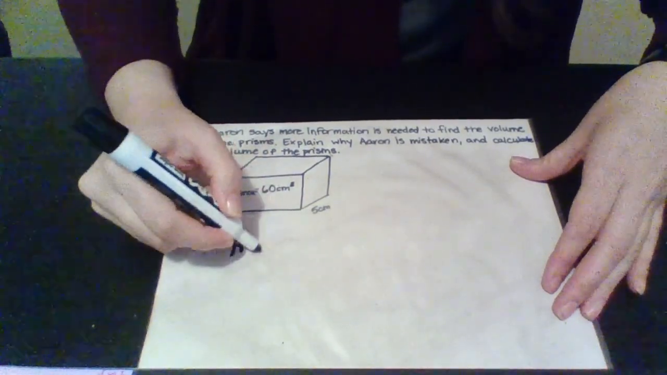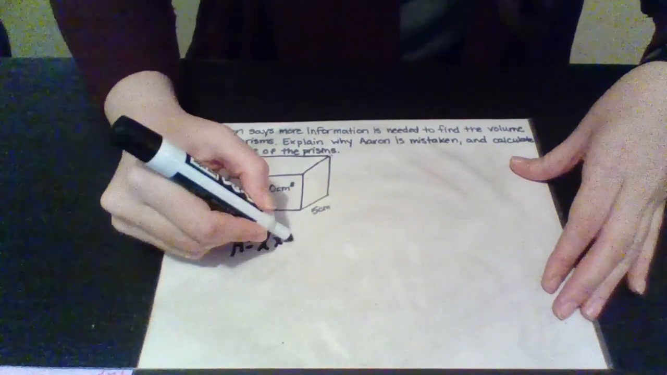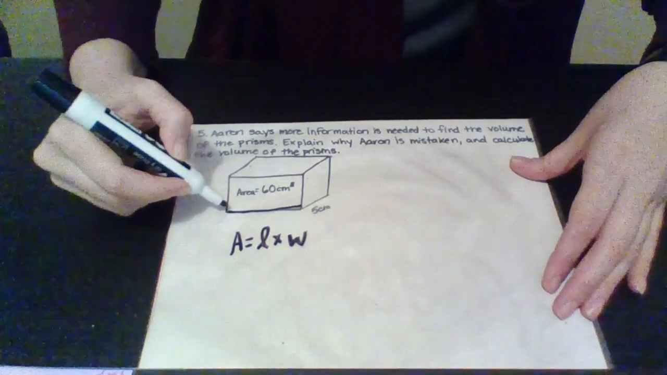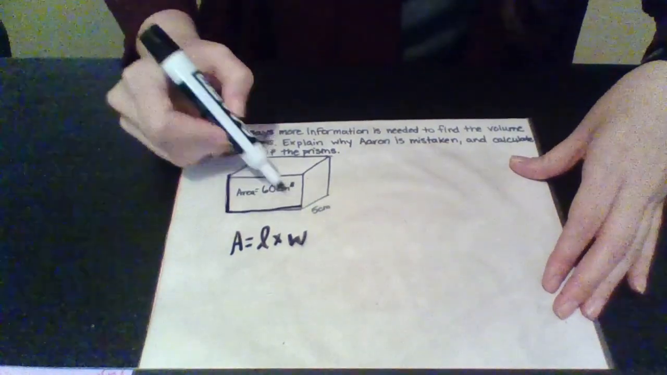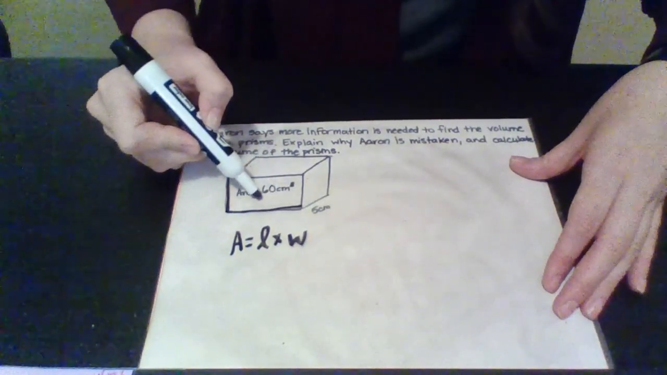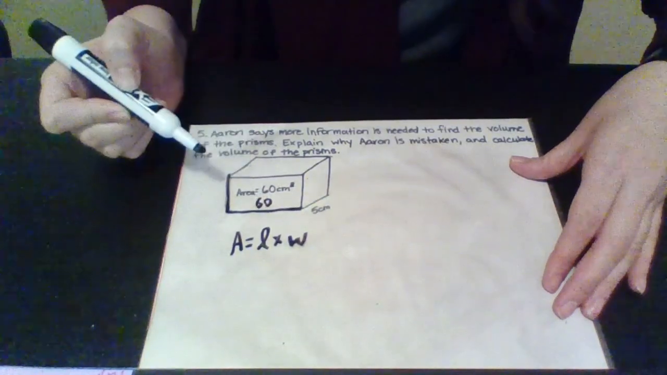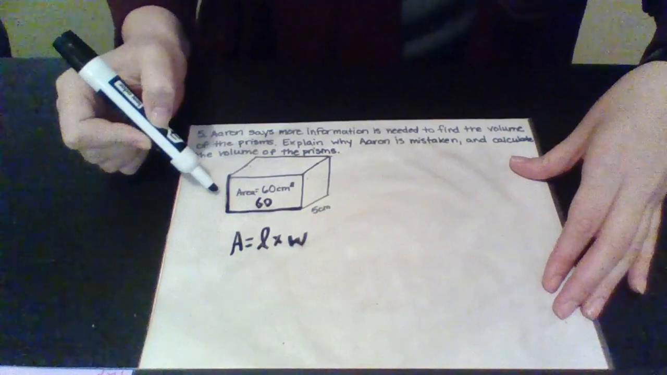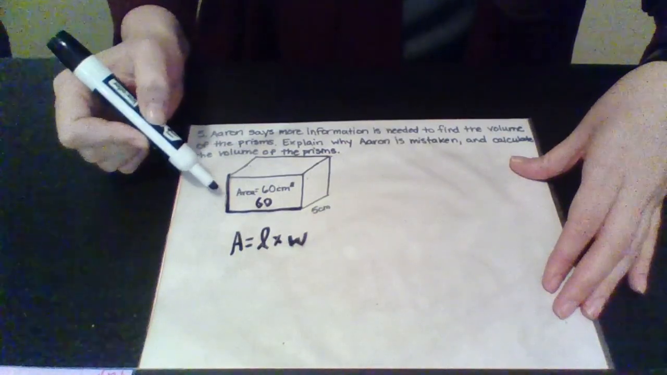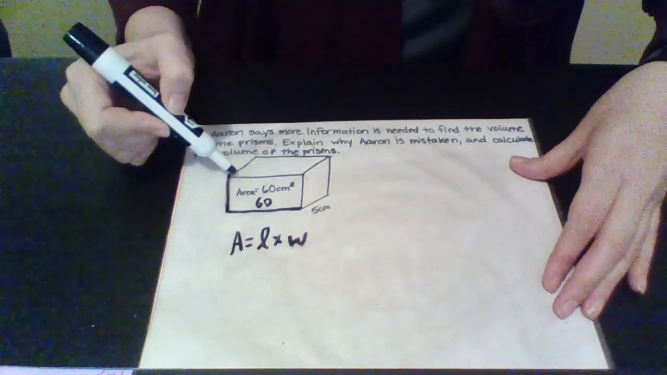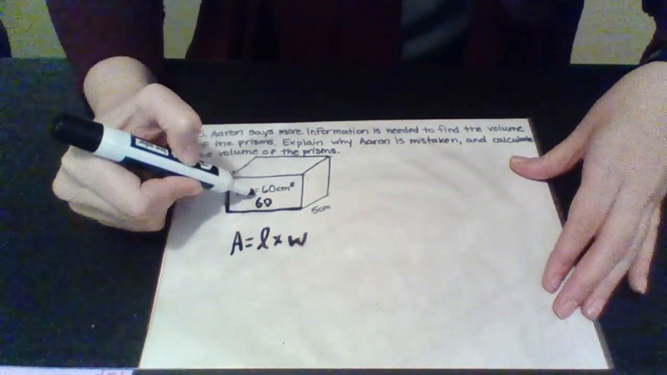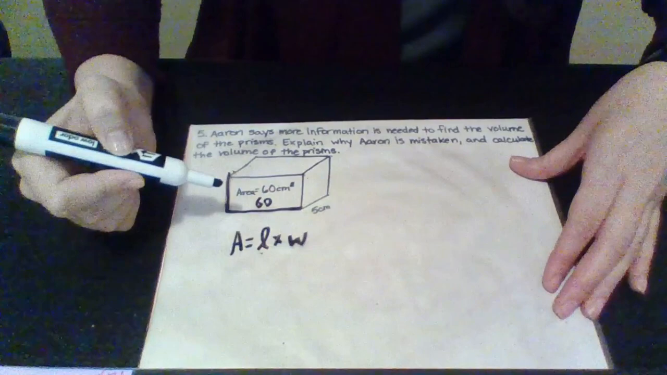length times width. So when I take the length of this shape times the width of my shape, this gives me an area of 60 centimeters cubed. I don't know what the length is. I don't know what the width is, but I do know that this face has an area of 60 centimeters. And to find this face, it would be length times width.